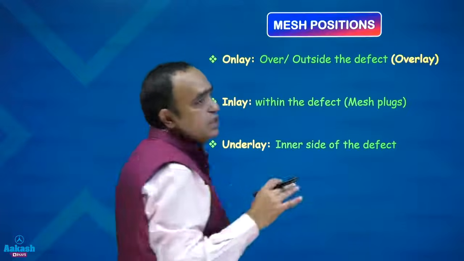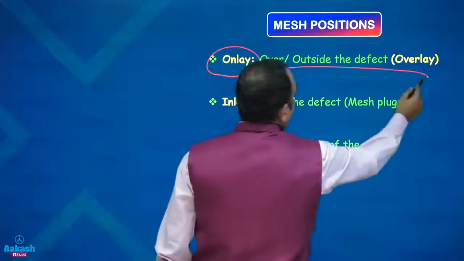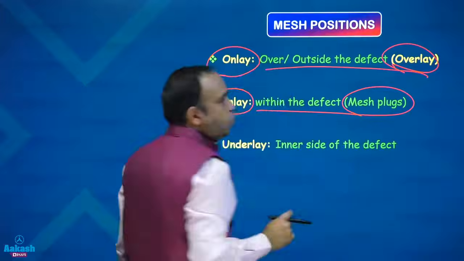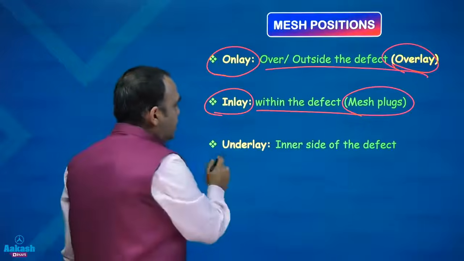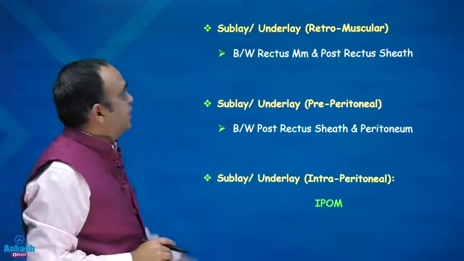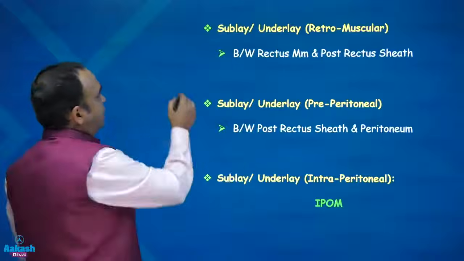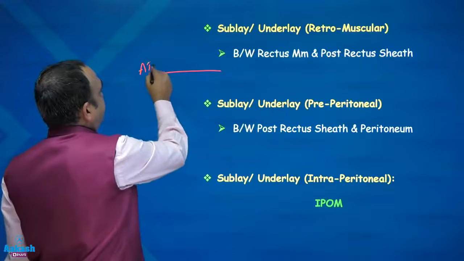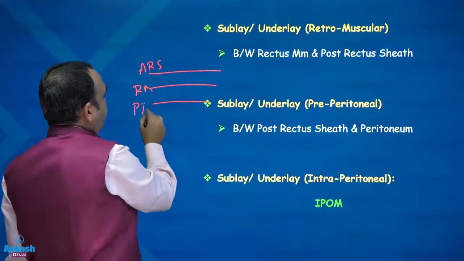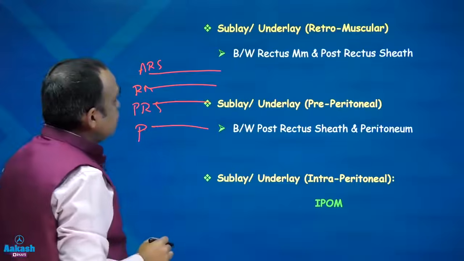Okay, now the mesh positions, again very important, right? Onlay, as I told you, is outside the defect, also known as overlay. Inlay is in the defect or interposition. I'll show you the pictures. Underlay is under the defect. Underlay or sublay. There can be 3 varieties of underlay. So if you just know the anterior rectus sheath, then you have the rectus muscle, then we have the posterior rectus sheath, then we have the peritoneum, right?